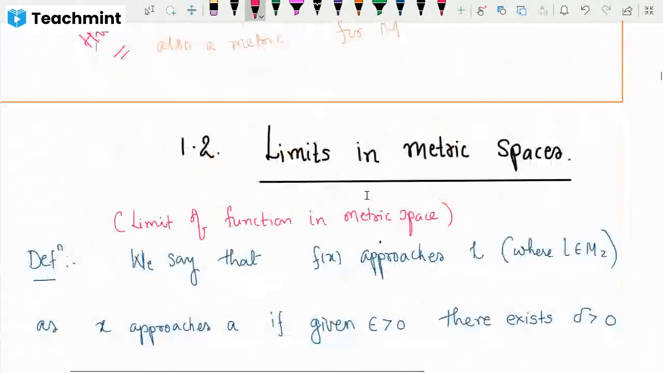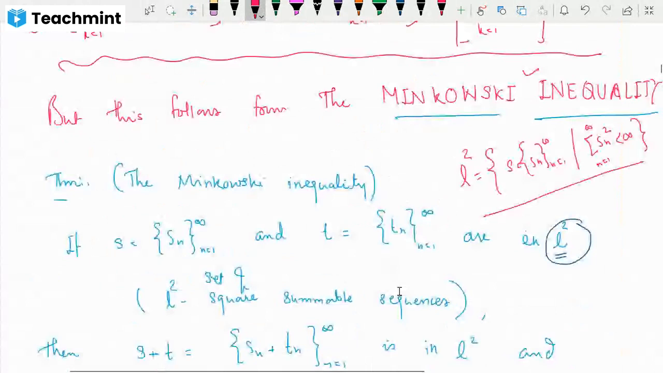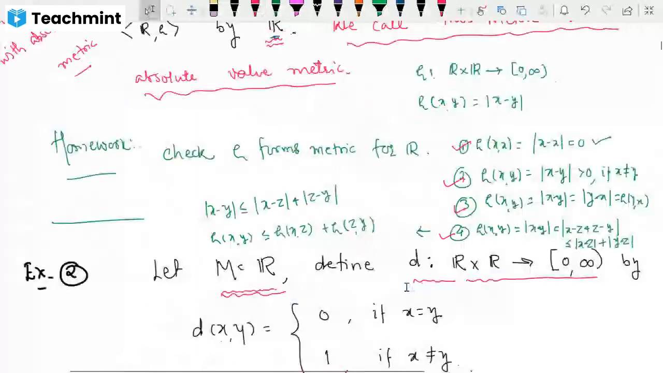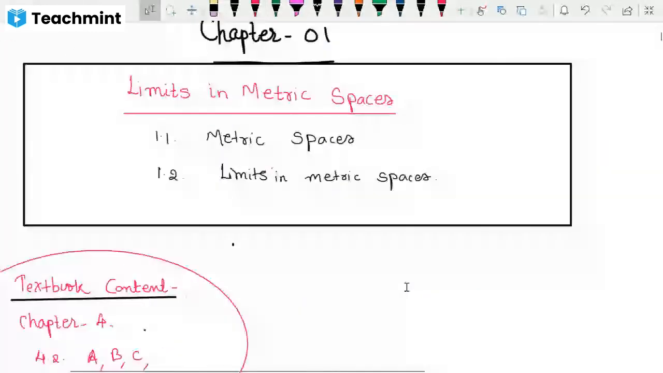So the next point is 1.2, limits in metric spaces. This is the second part of this chapter. This is the first chapter, limits in metric spaces. The first part of this chapter is metric spaces, and the second part is limits in metric spaces. So let us see the second, that is 1.2, limits in metric spaces.